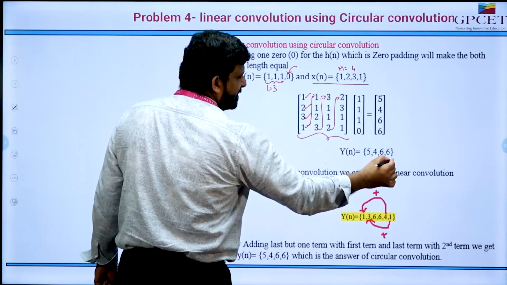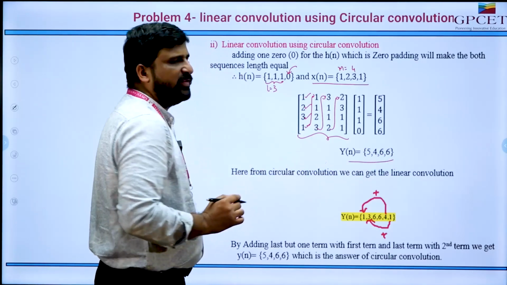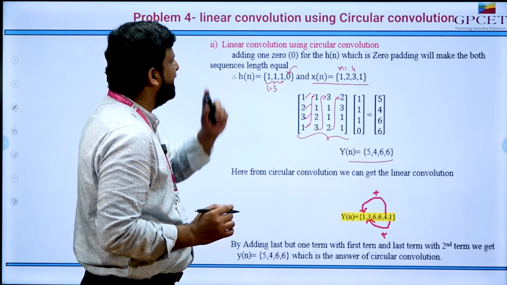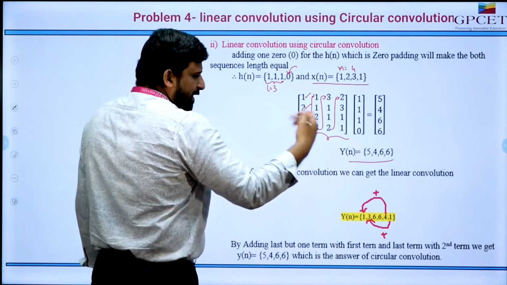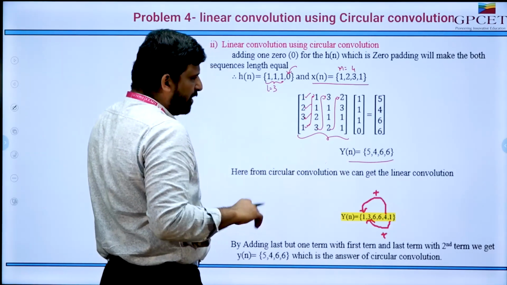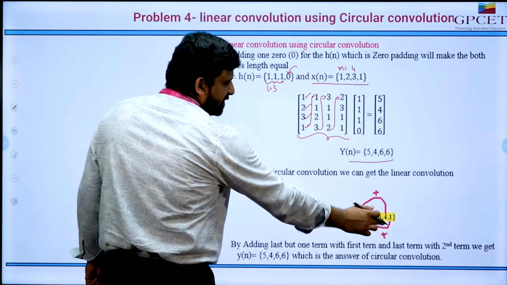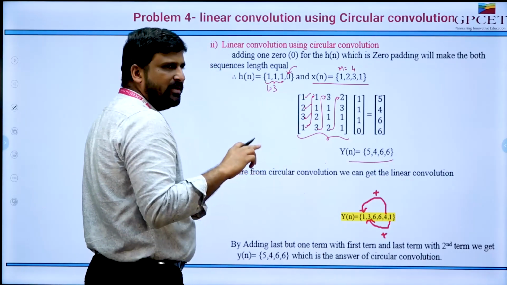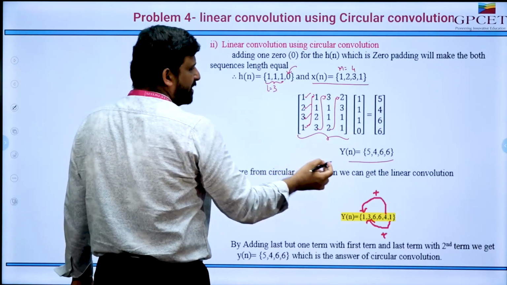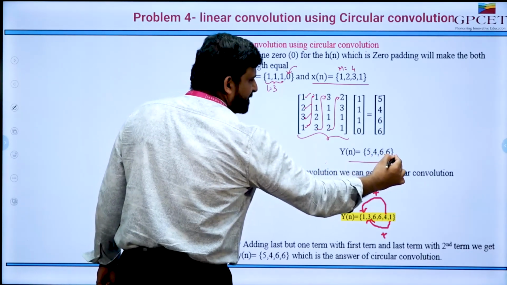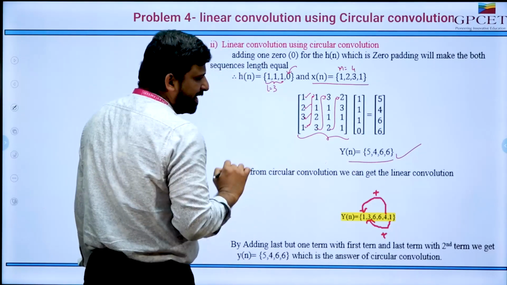So what I got here is y of n is equal to 5 4 6 6. This is the linear convolution using the circular convolution. Previously we got the answer 1 3 6 6 4 1 with the help of linear convolution. So this linear convolution can be converted into circular convolution and we can get the same answer. How can we get it?